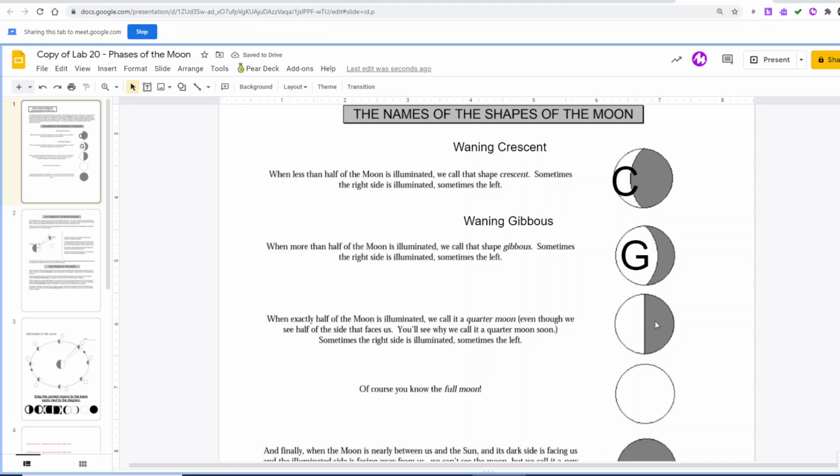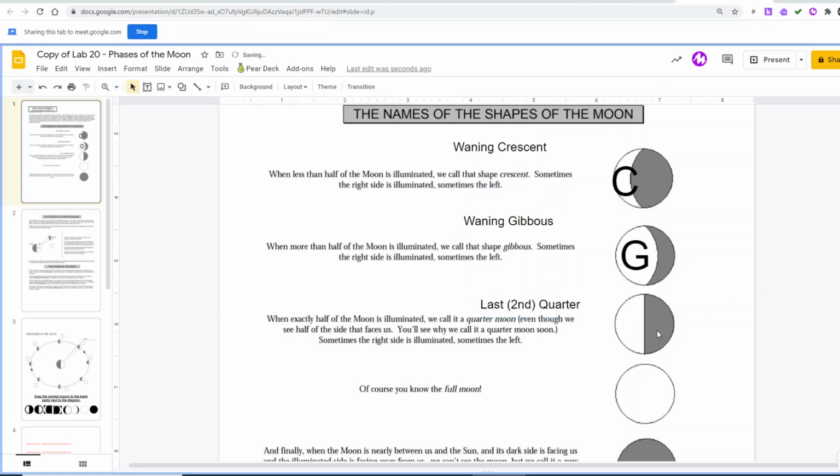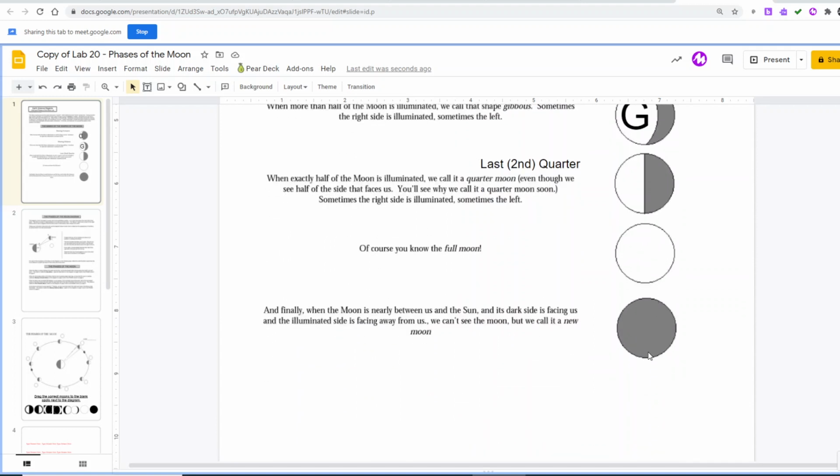Next one, we have a half moon. We really call them a quarter moon, and the reason why is because only a quarter of the moon is visible, lit, or dark, however you want to look at it. So in this case, it's either first quarter or second quarter, also known as last quarter. In this case, it is last quarter, also known as second quarter. Now, why is it not first quarter? Because it's dark on the right. If it was light on the right, it would be first quarter. Remember, all the light moves from right to left. We have the full moon, which is easy, and then we have the new moon.